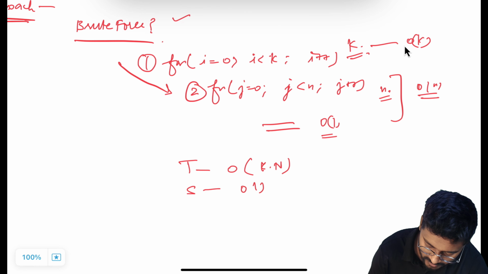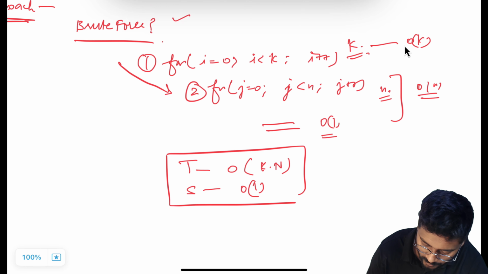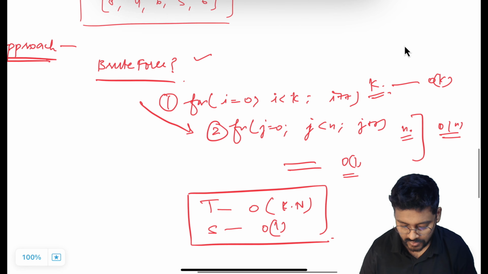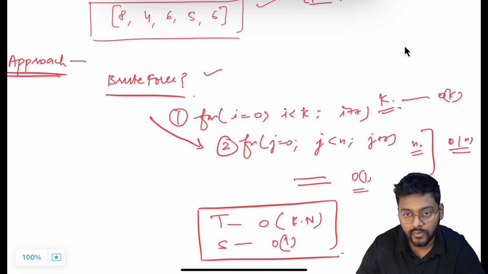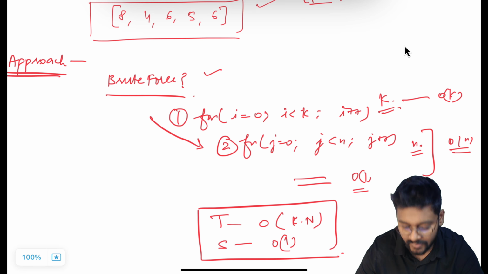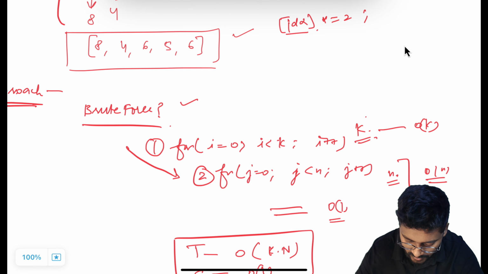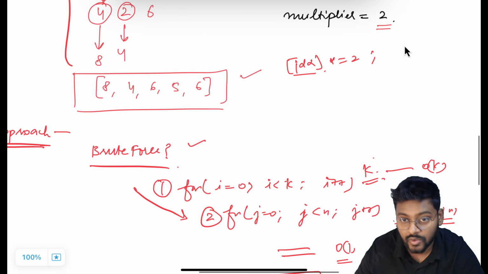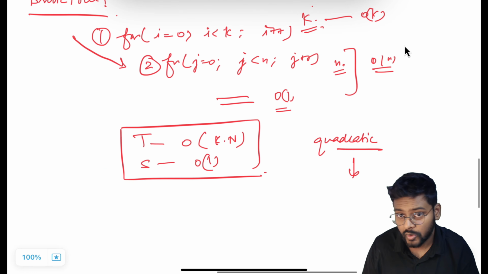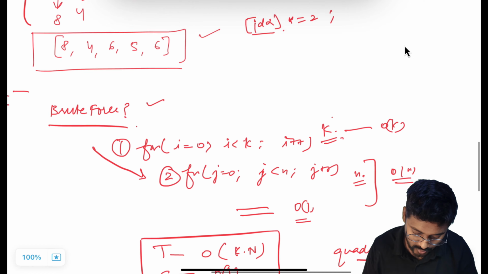What about the space complexity? We are not requiring any extra space. So brute force is going to take order of n square time on average, if both the number of operations and the number of elements can go up to n. So our brute force gave us a quadratic time solution.